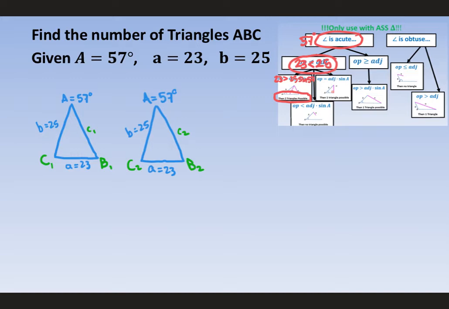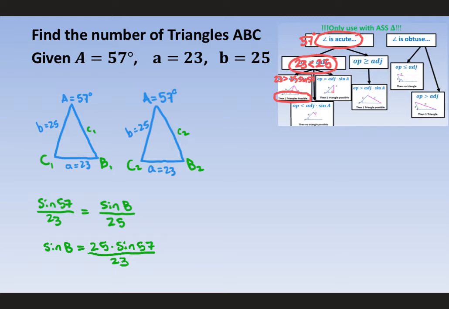So let's go ahead and start with that first piece. I'm going to say the sine of 57 over 23 is equal to the sine of, I don't know which one I'm going to get yet, so I'll say sine of B over 25. I cross multiply and divide the 23 over, so I get the sine of B is equal to 25 times the sine of 57 over 23.